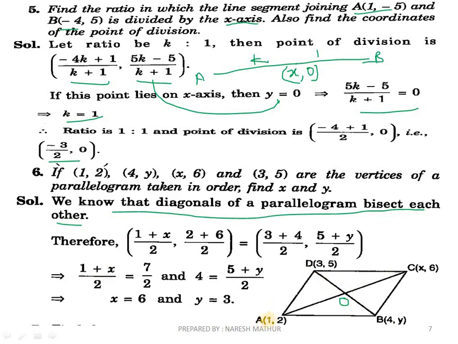Now let's say we are talking about A and C. So what should be the value of O? See here, (x1 plus x2), that is (1 plus x) upon 2, and the coordinate of y will be (2 plus 6) upon 2. Similarly, for BD we consider O as the midpoint. So the coordinates of O according to BD should be (4 plus 3)/2 and (5 plus y)/2. So just compare these values and get the values of x and y.